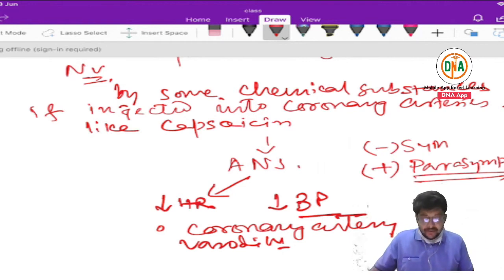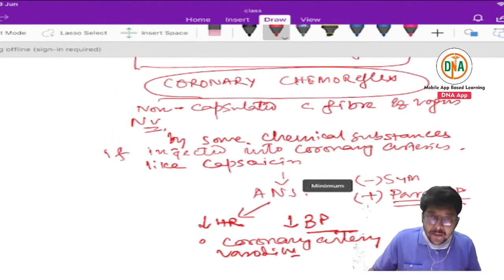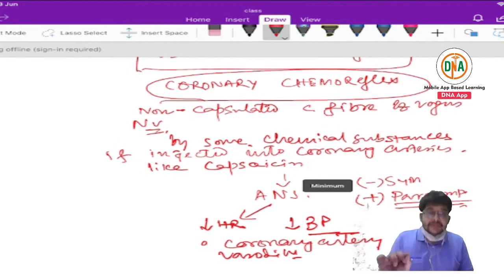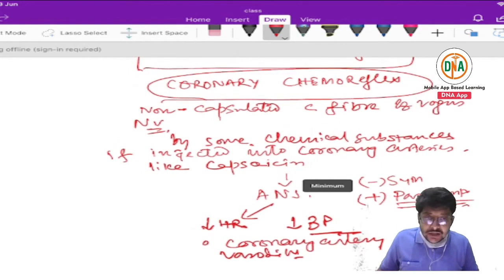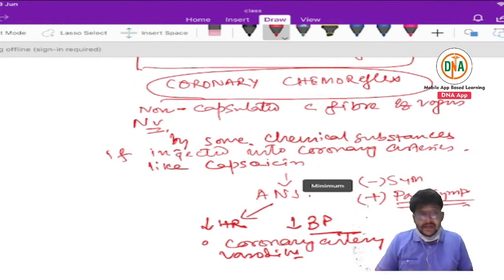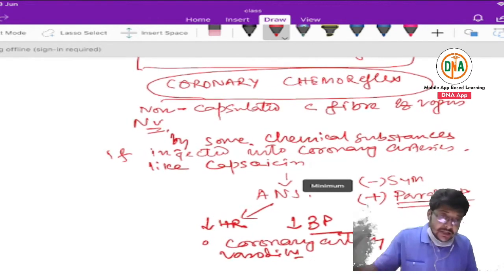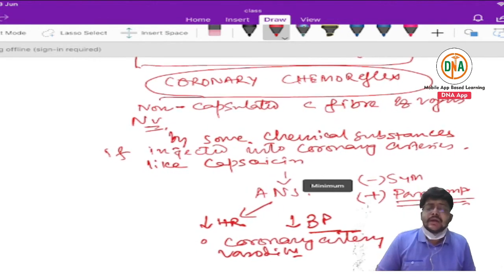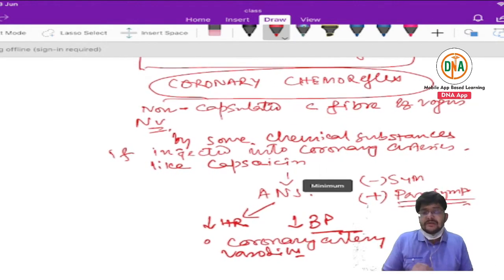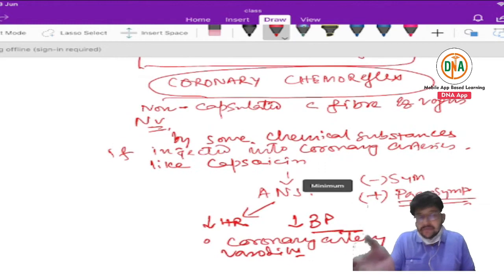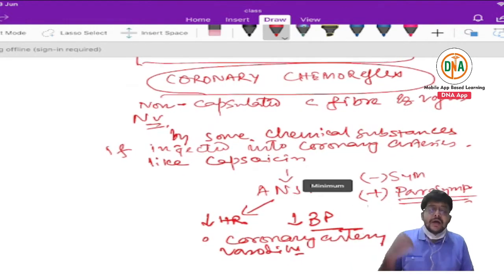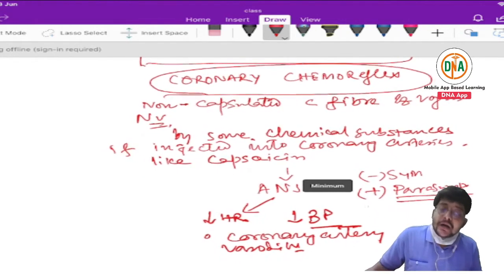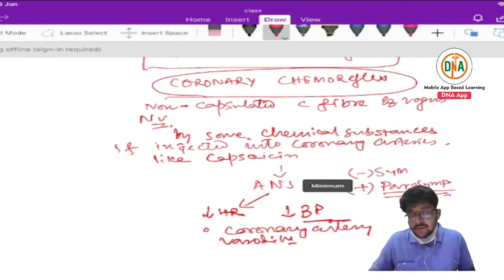So once again, let me tell you about the Bezold-Jarisch reflex. This is the coronary chemoreflex. The afferent is the C fiber of the vagus nerve, and it basically goes to the VMC, stimulates the VMC to inhibit the sympathetic nervous system and to excite the parasympathetic nervous system. So if we infuse particular chemicals into the coronary artery like capsaicin, the autonomic nervous system will change. That means sympathetic will be down, parasympathetic will be up, and it will lead to hypotension, bradycardia, and coronary artery vasodilation. So that is all about this Bezold-Jarisch reflex.